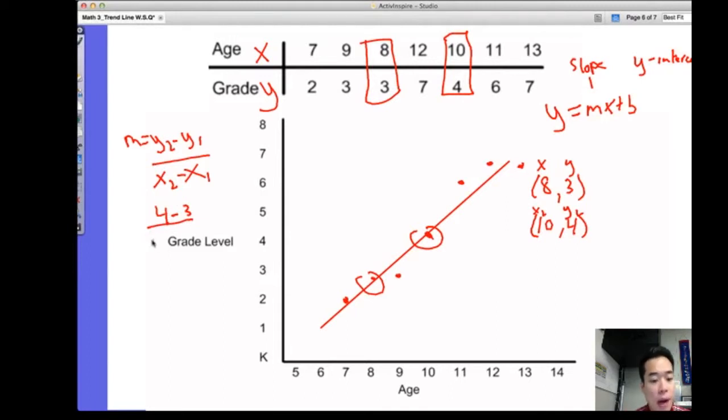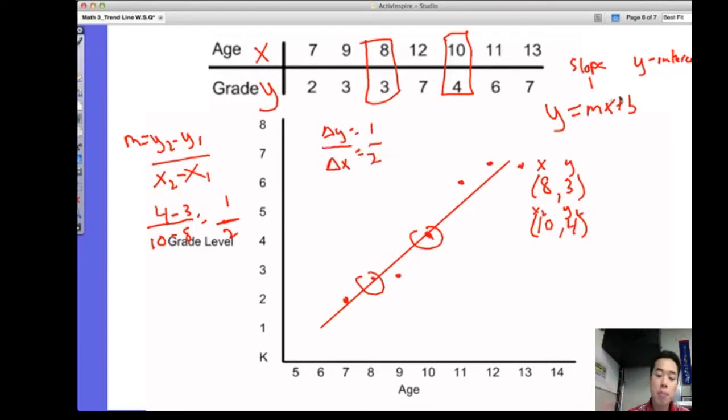Interpretation of the slope: for every increase of 1 grade level, on average, you're increasing by 2 in age. Okay, so that kind of makes sense because you're in between years. You're born in September, you could be born in the summer. So my slope right now is change in y is 1 over change in x is 2. So I'm going to go ahead and change color. So I have right now y is equal to 1/2 x plus b.